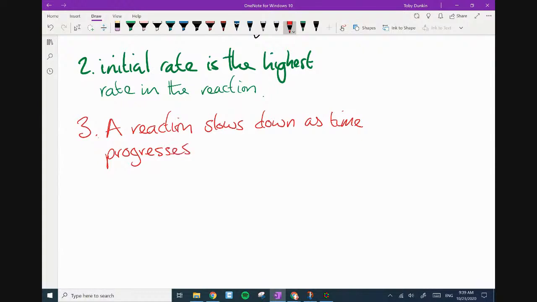Progresses. Oh. So you spell progresses. Someone checked me on my thing. Thanks very much. Well done, Ben, Shan, Ibshita, Kieran, Tong, Wen, Ru. Thanks very much. B is the right answer. Reactions slow down as time progresses.